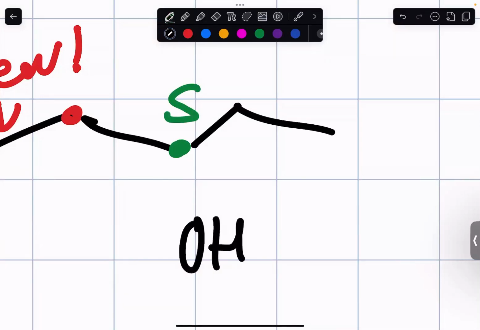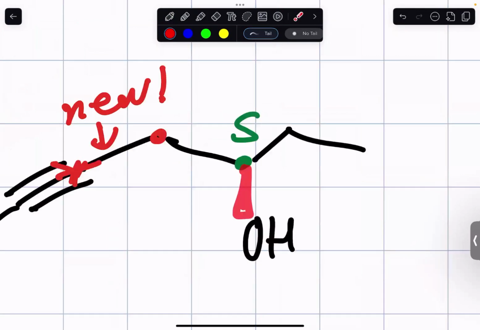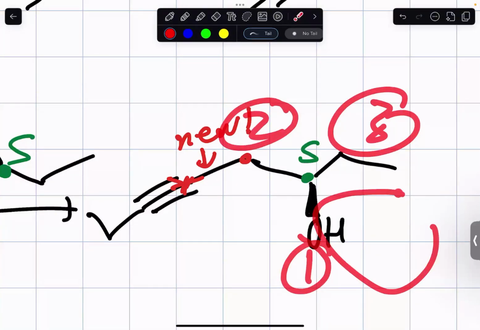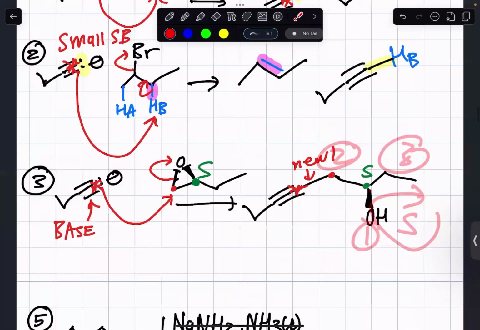So would this be a wedge or dash to make this S? Would this be wedge or would it be dash? Wedge. Right. Because oxygen here would be 1, this would be 2, this would be 3. That would go counterclockwise, stays as S. Yes. Okay, that's good.